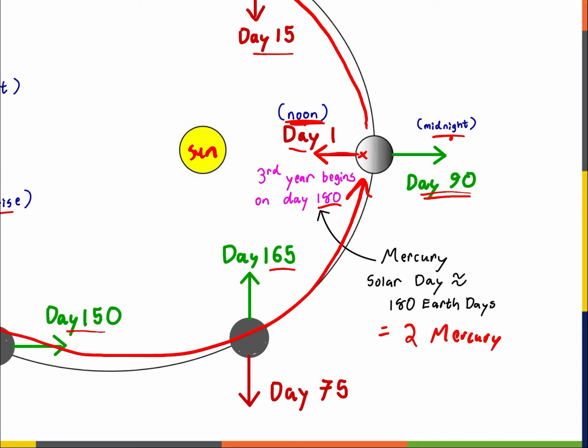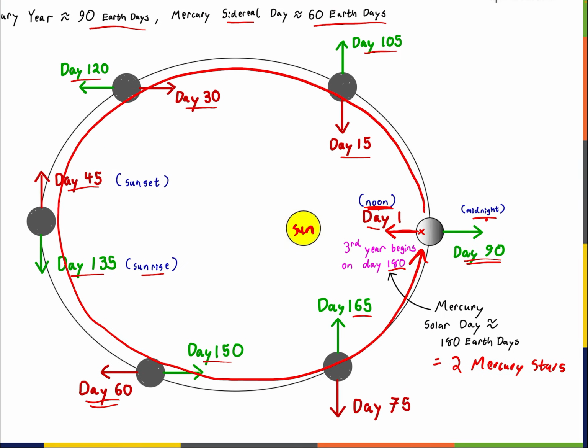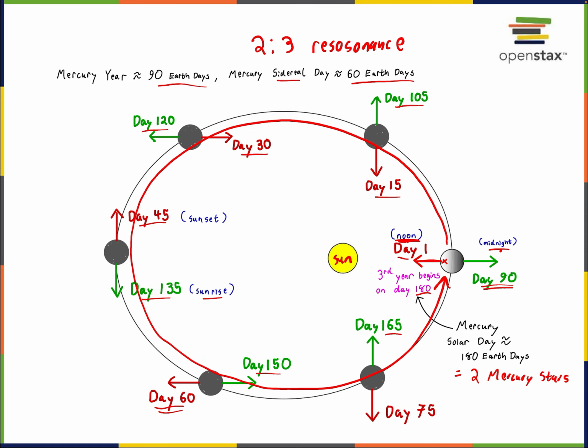Isn't that a weird idea? To have a solar day that is twice as long as a year? Well, that's what happens when you have this type of resonance with this type of planet and a very slow rotation around its own axis. And it's real. It's amazing. Right? It's just so amazing these things exist in our solar system.